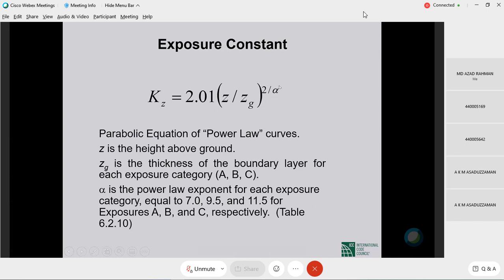So if you know your exposure, you will be able to calculate K sub Z at any height above ground level, because Z sub G is given in BNBC and alpha is also given in BNBC.